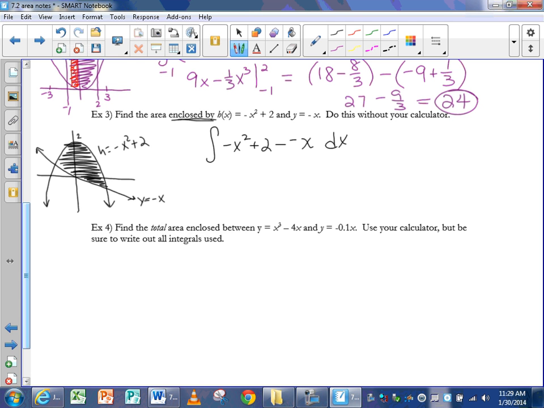Except the problem being this time, I don't have bounds. Well, my bounds would just be where they intersect, which would be right here, we'll call that A, and right here, we'll call it B. Well, how do I figure out where two graphs intersect? Just like you did when you took algebra years ago, you say, well, two things intersect when the equations are equal to each other. So off to the side here, I just want to know when negative x squared plus 2 equals negative x. So 0 equals x squared minus x minus 2.